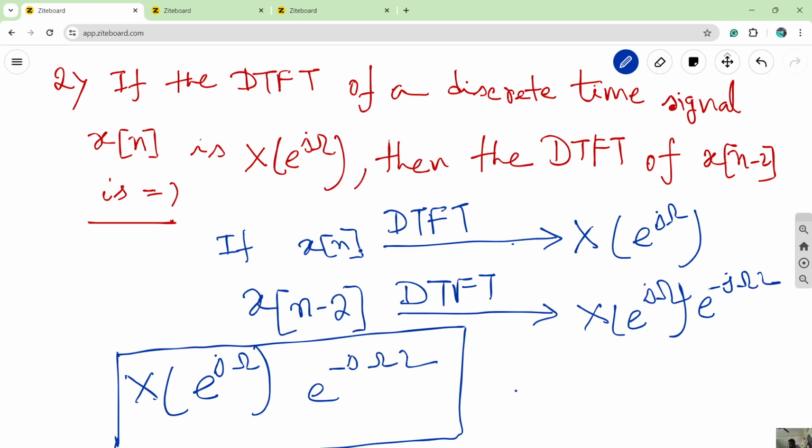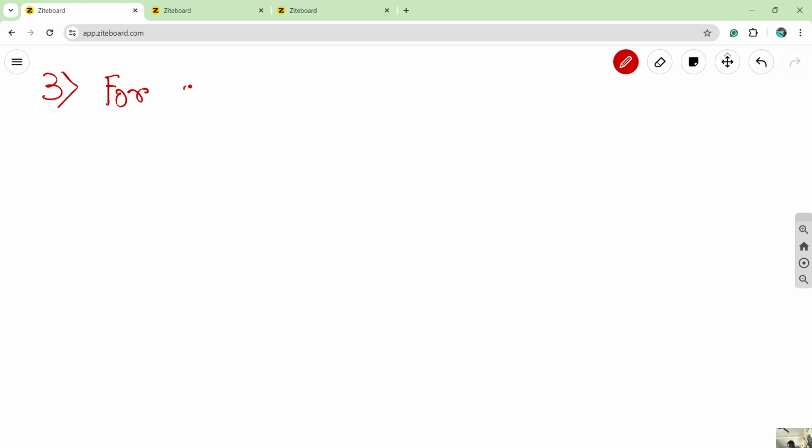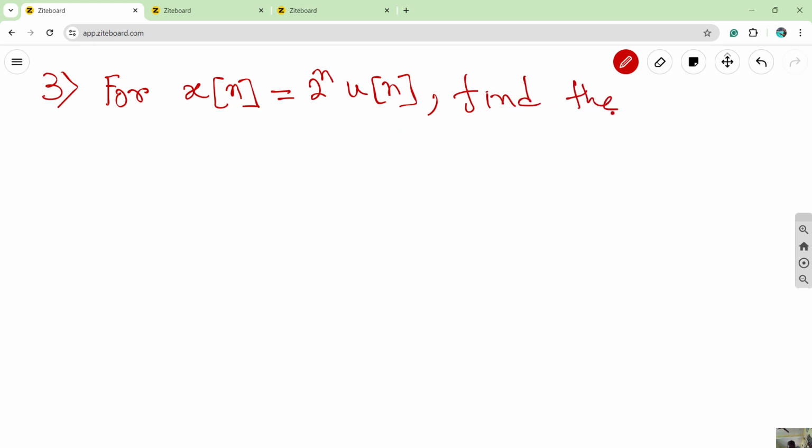Now let us go to the next question. For x of n equal to 2 to the power n u of n, find the discrete time Fourier transform.